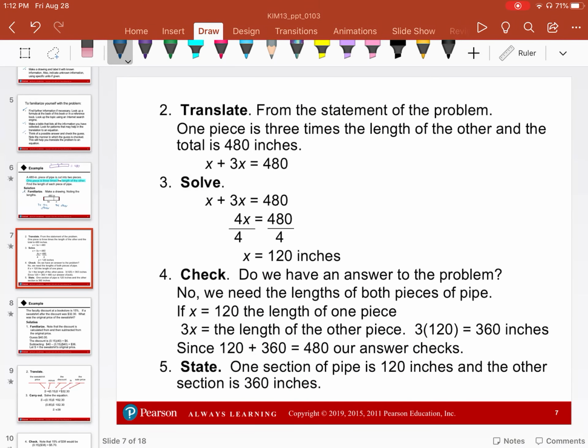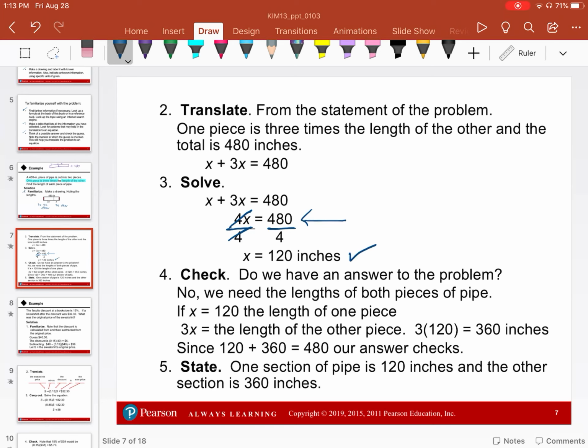Let's translate. From the statement of the problem, one piece is 3 times the length of the other, and the total is 480 inches. So I have x plus 3x equals 480. Let's go ahead and solve. x plus 3x is 4x, and 4x is equal to 480. We divide both sides by 4. 4 divided by 4 is 1, and we're left with 480 divided by 4. That gives us 120. So x is 120 inches.